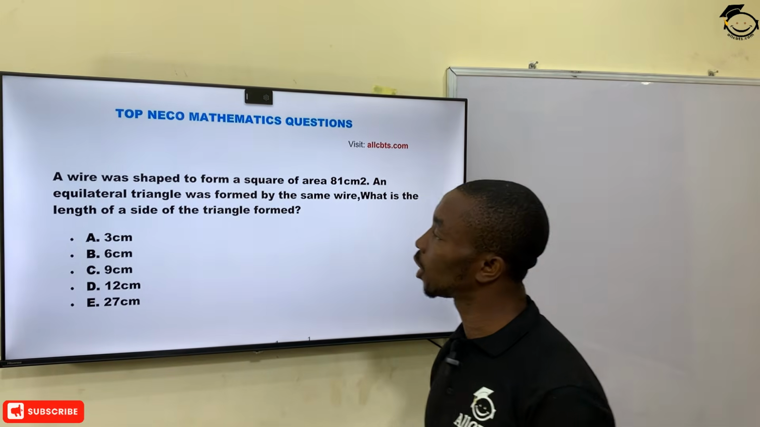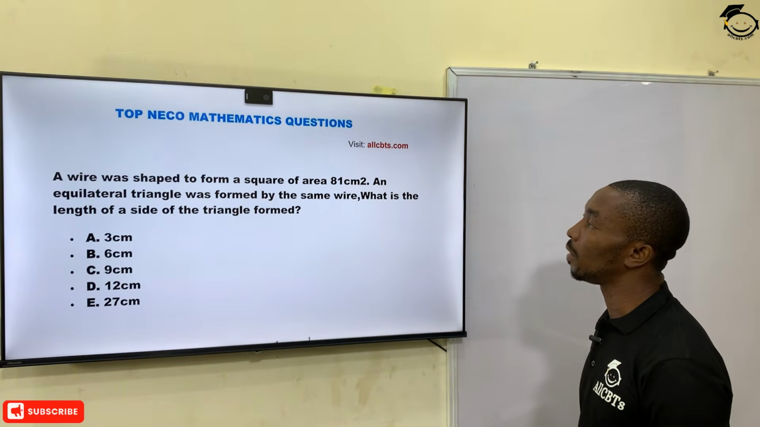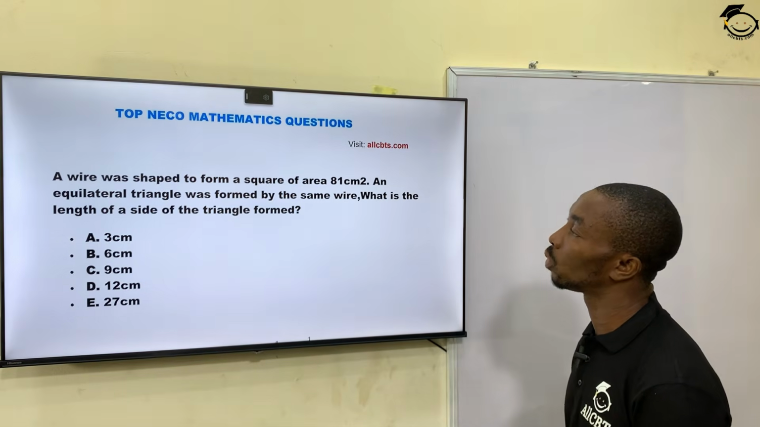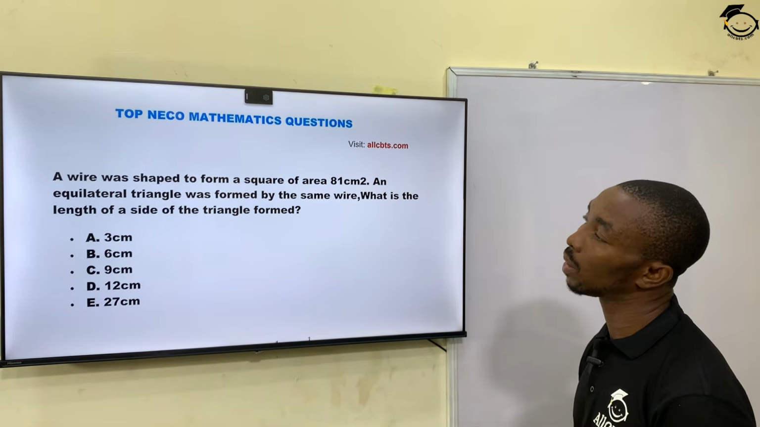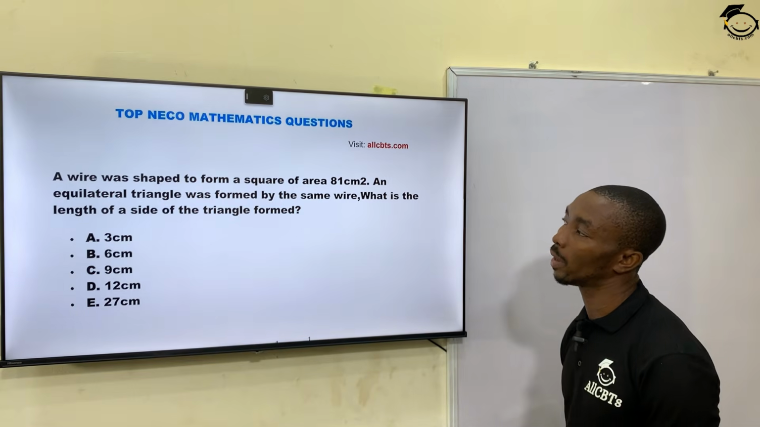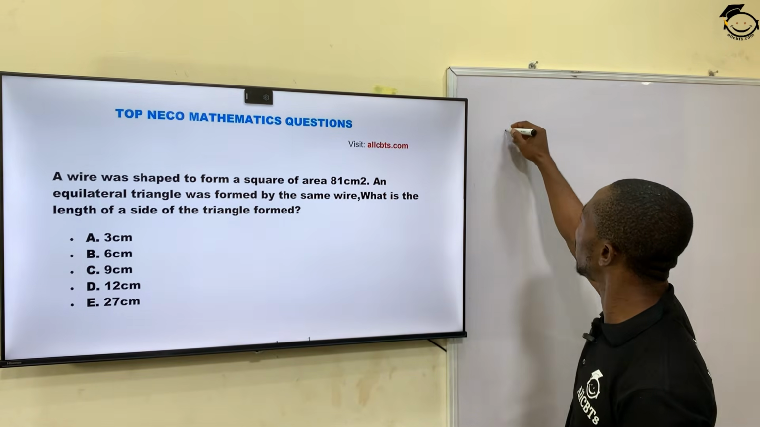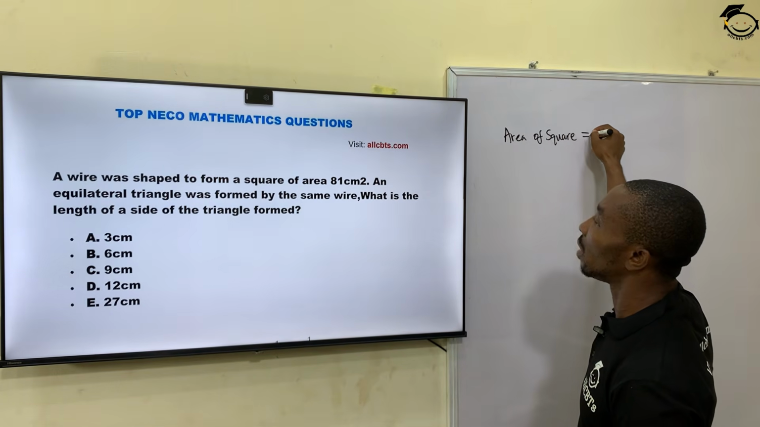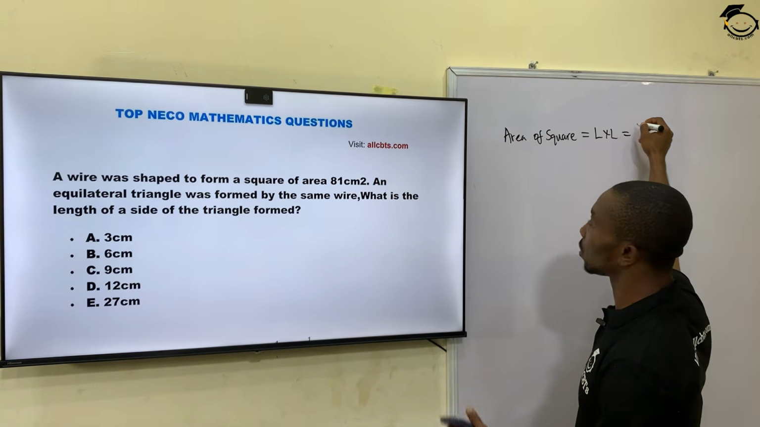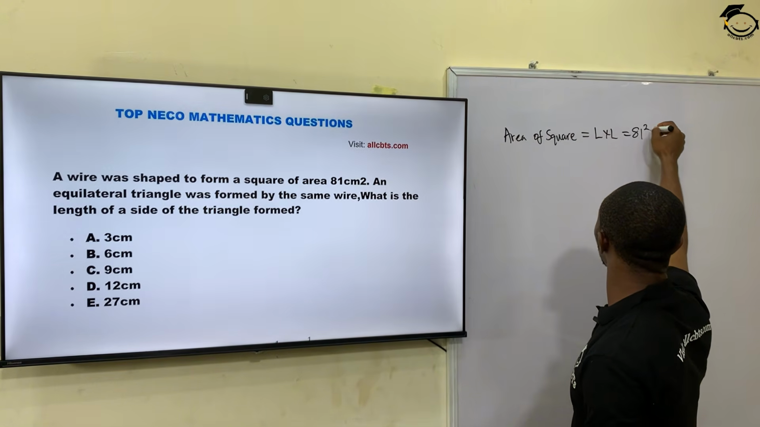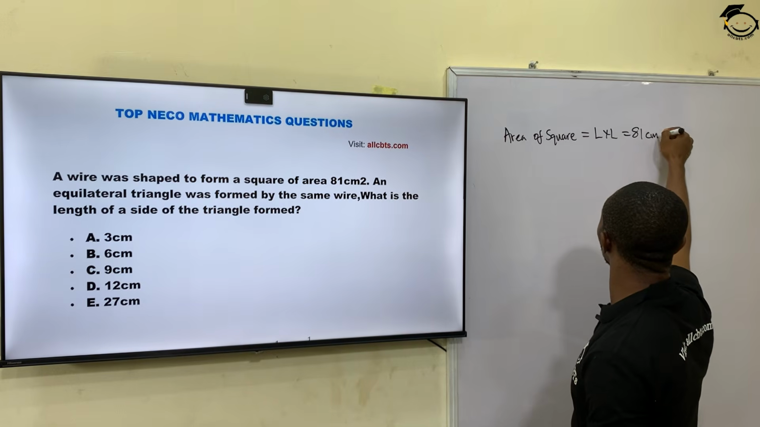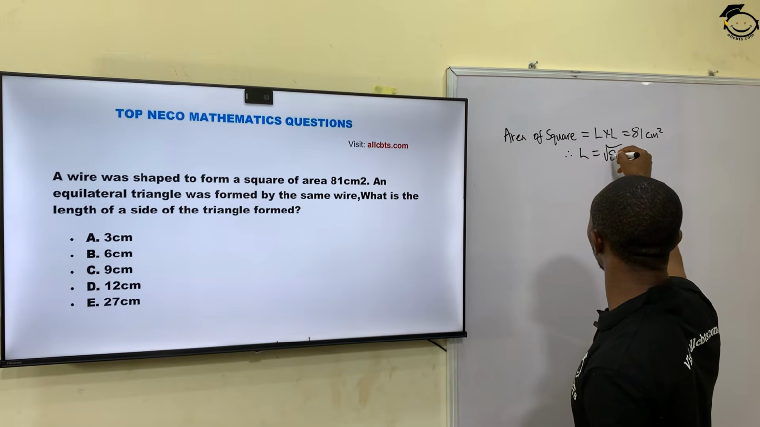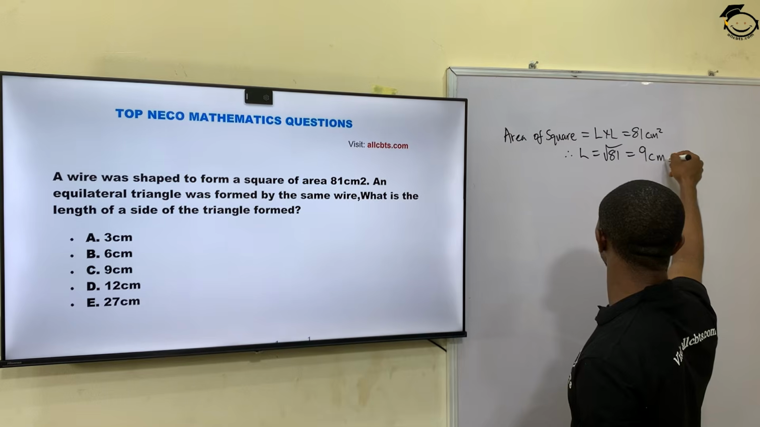A wire was shaped to form a square of area 81 centimeters squared. An equilateral triangle was formed by the same wire. What is the length of the side of the triangle formed? Now, we know that the area of a square equals length times length, which from our question is 81 cm squared. That means our length will be the root of 81, which is 9 centimeters.